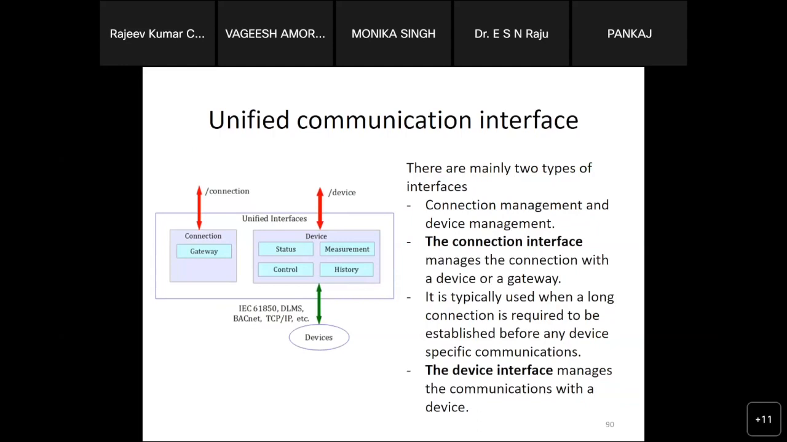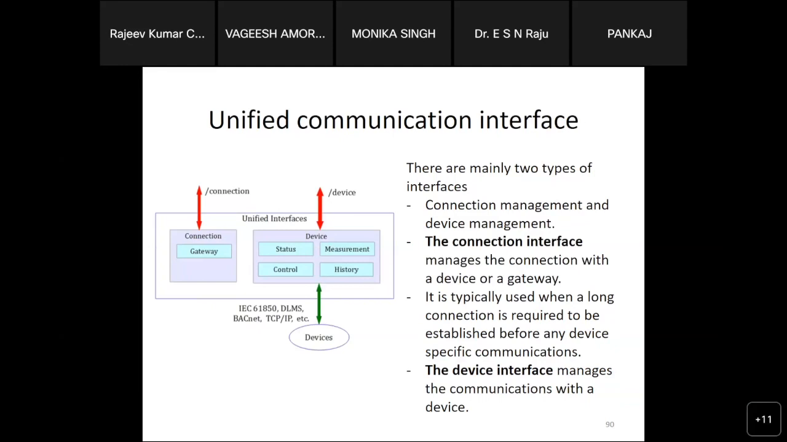There are mainly two types of interfaces. One is the connection interface, and the other is the device interface, as shown in the figure. The connection interface mainly manages the connection with the device or the gateway. The device interface mainly manages the communication with the device.